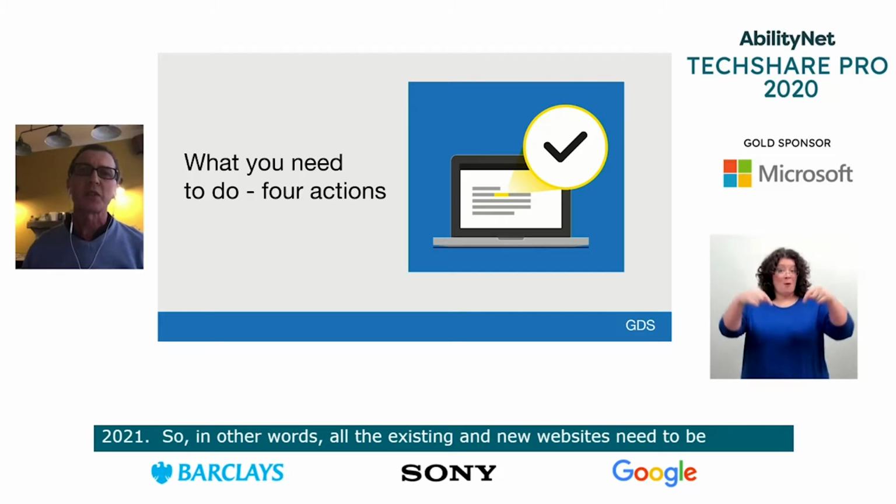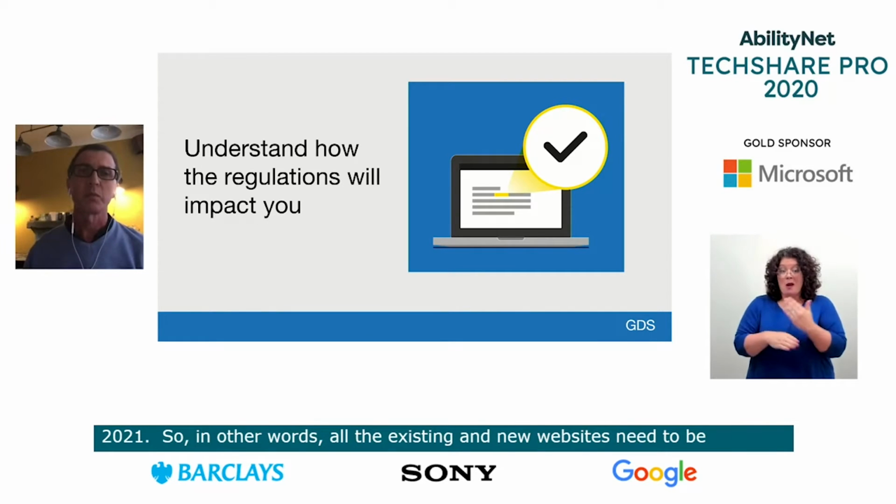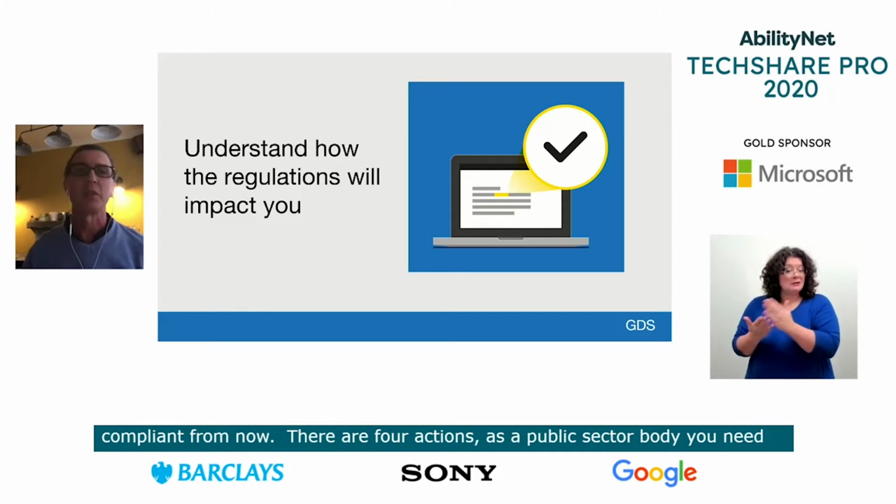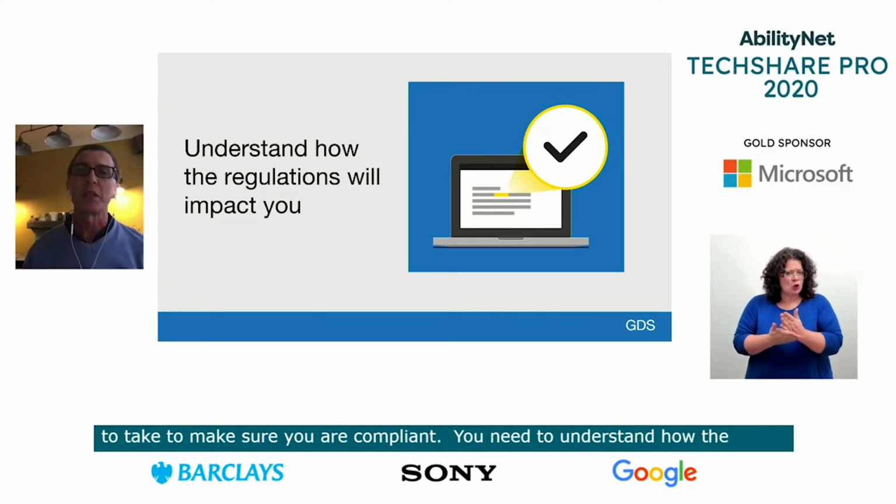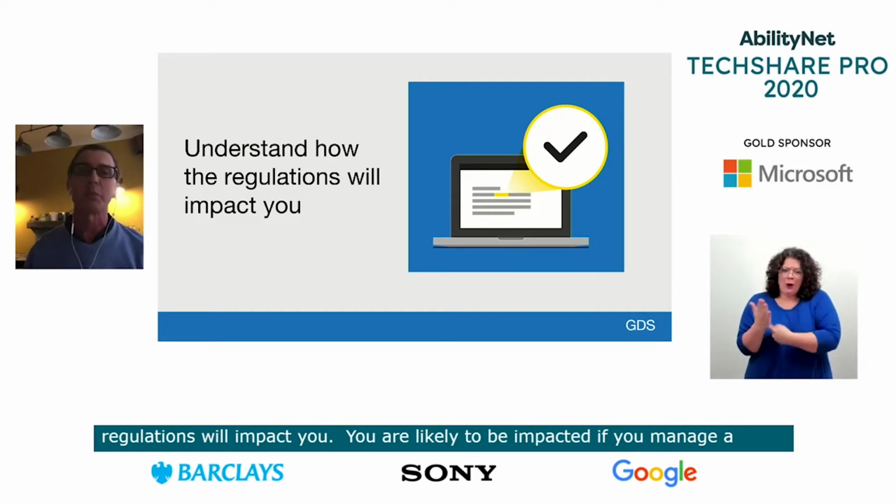There are 4 actions you need to take as a public sector body to make sure you're compliant. Firstly, you need to understand how the regulations will impact you. You're likely to be impacted if you manage your website or mobile app or publish content to gov.uk, for example.